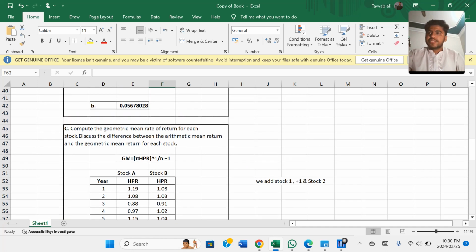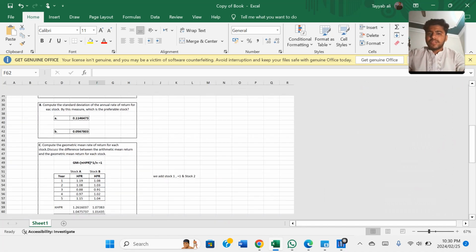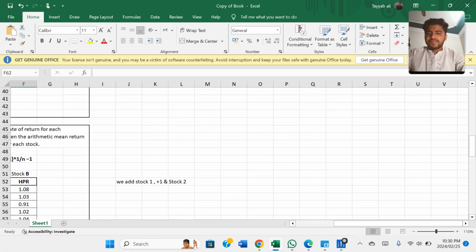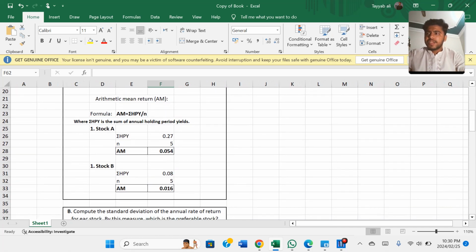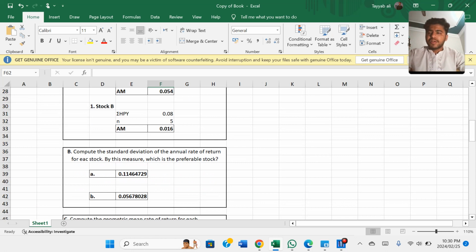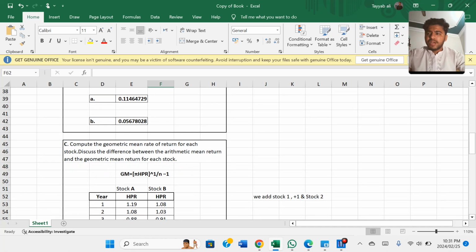By arithmetic means, stock A is more desirable as it has a higher expected rate of return than stock B. By the standard deviation, stock B is more preferable as it is lower than stock A. By the geometric means, stock A is slightly better as it has a higher actual return than stock B.